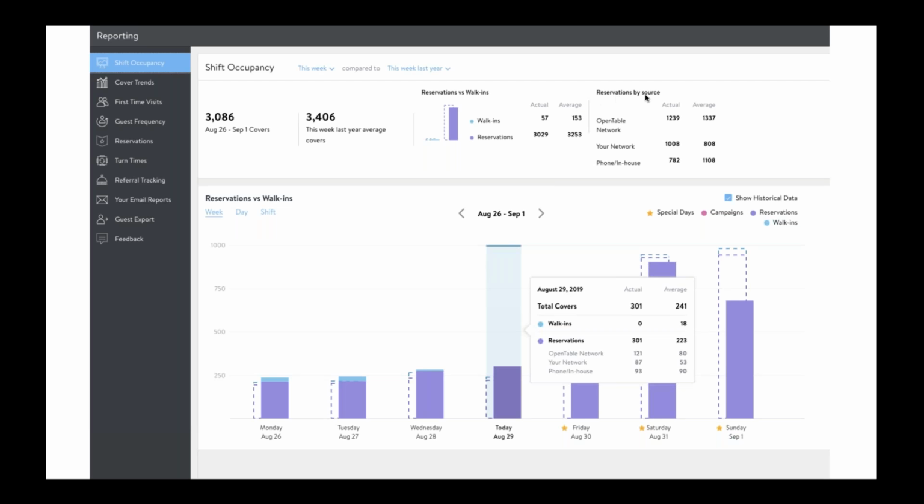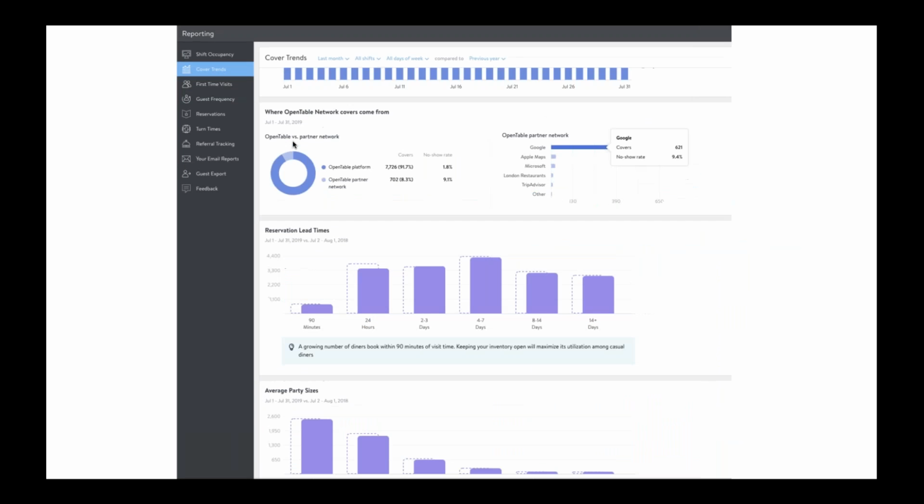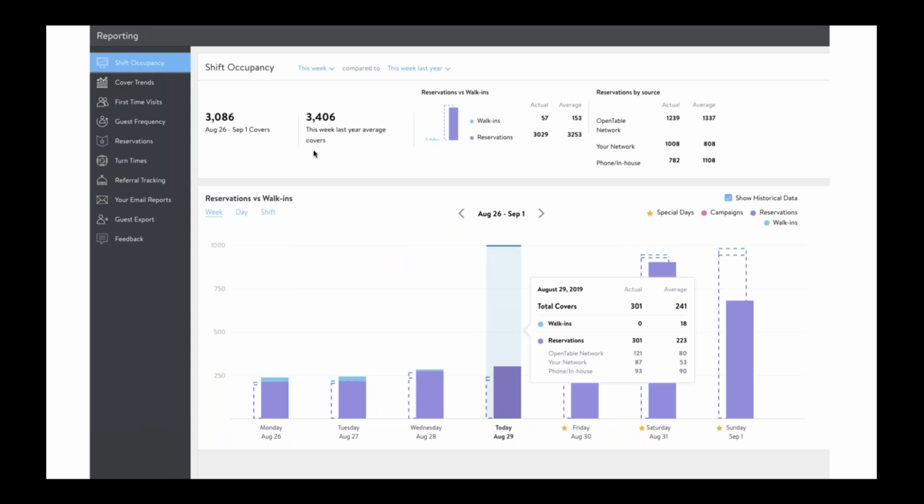And then it breaks down reservations by source. Reservations are coming from the OpenTable network, what it's doing now versus what we did last year. Your network, 1,008 covers, so this restaurant is doing better on their website versus last year. And then phone and in-house reservations. They're getting more people to book through their website versus people calling in to make reservations, so this is a little bit less than what we did last year. But overall, the health of this particular restaurant is doing quite well.